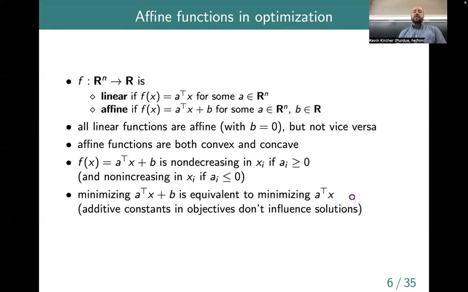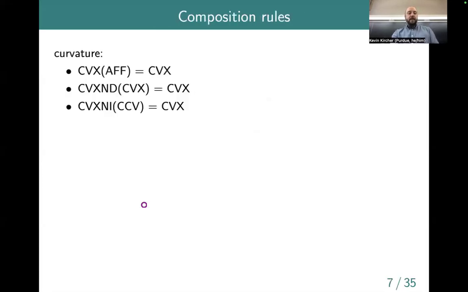And then finally, minimizing an affine function is equivalent to minimizing the linear function. So if we want to minimize ax plus b, well, b we can't affect by changing the decision variable x. So you might as well just minimize the component that you can control, the ax, right? Okay.